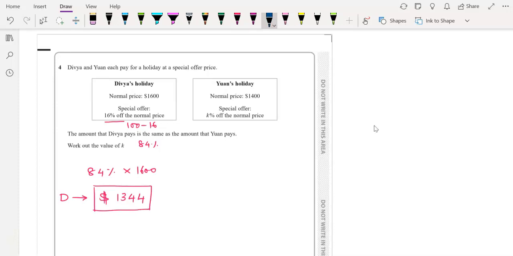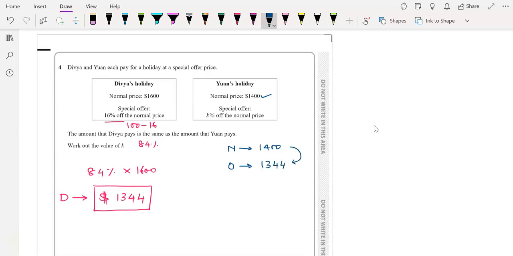Now, the amount that Divya pays is the same as the amount that Yon pays. Work out the value of K. So, the normal price is 1400 and the offer price is same as what Divya paid. So, the offer price is 1344. They are asking you to find K percent, the discount percentage.